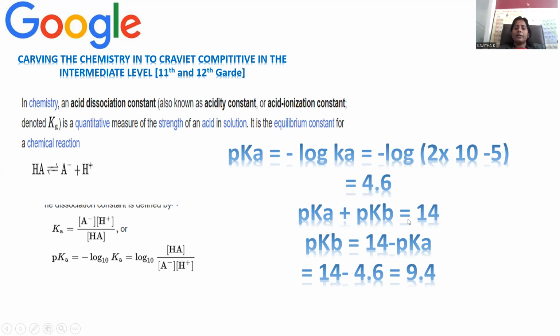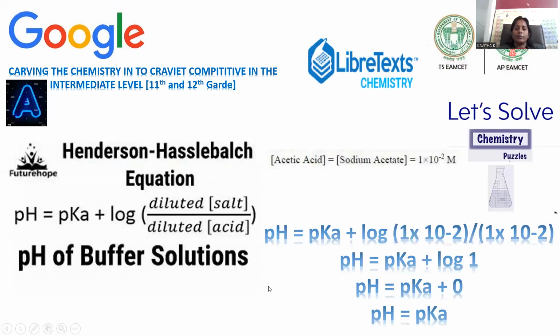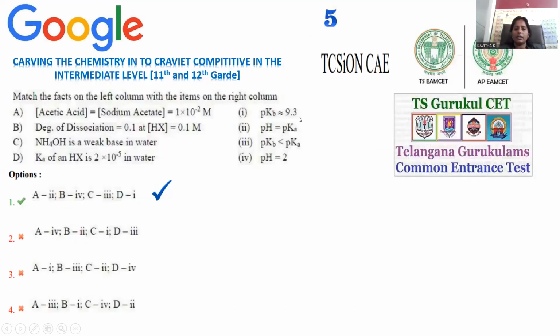pKa plus pKb is equal to 14. But here pKa is there. We need to calculate pKb. pKb is equal to 14 minus pKa. 14 minus pKa value, which is 4.6. 14 minus 4.6, it will be 9.4. So pKb is 9.4. That is given in option number 1.